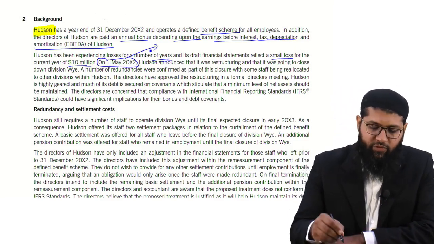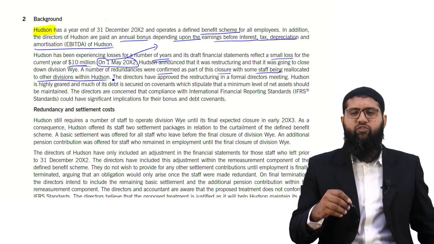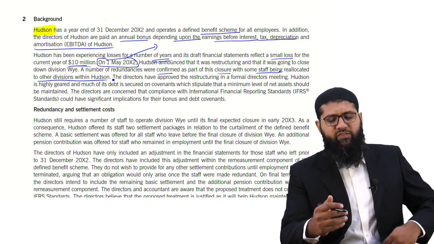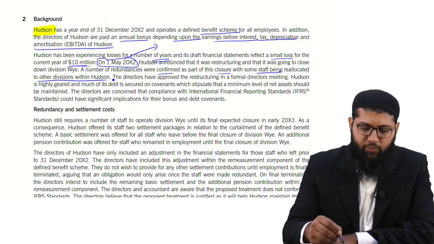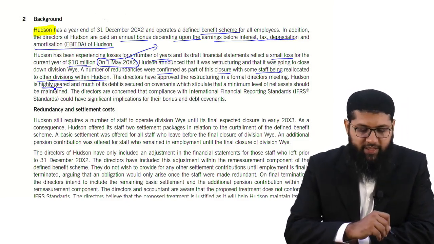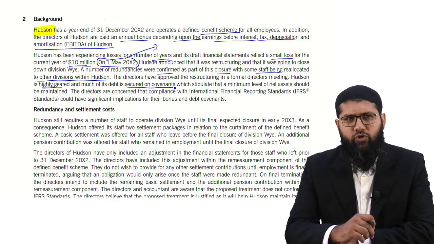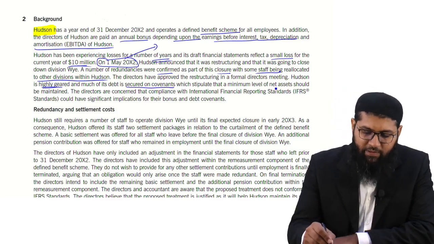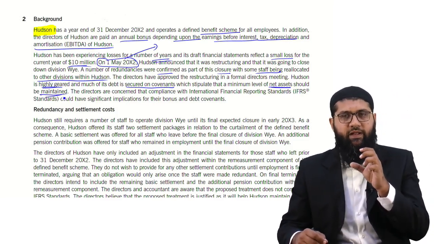A number of redundancies were confirmed as part of the closure, with some staff being reallocated to other divisions within Hudson. So there is going to be some staff that is going to be reallocated, and there is going to be some staff which is going to be removed. Right now, it says the directors have approved the restructuring in a formal directors meeting. Hudson is highly geared, and much of its debt is secured on covenants. So it's a highly geared company. That means it's at a risk, which stipulates minimum level of net assets should be maintained. Okay. So the problem is that the minimum level of net assets are required to be maintained.